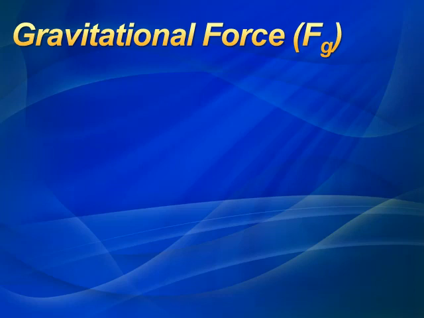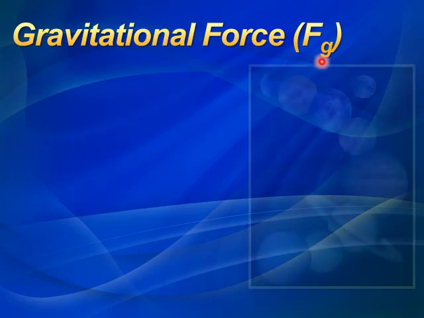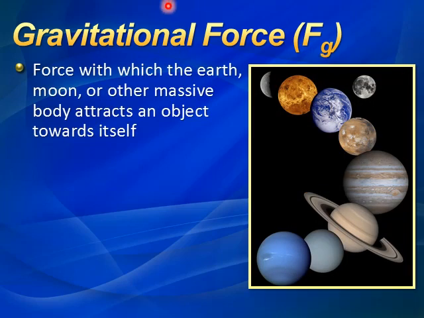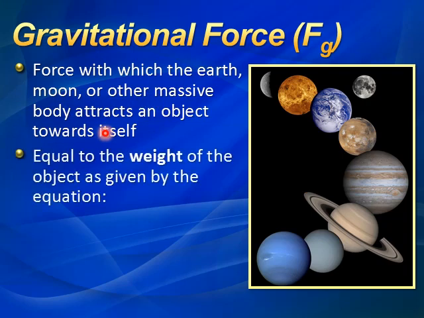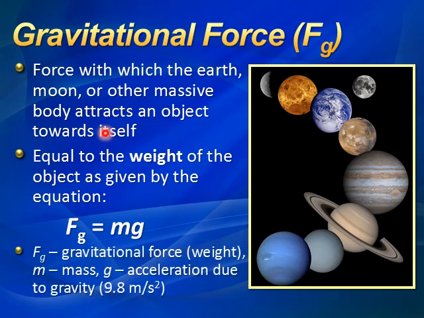Gravitational force. Gravitational force, we usually use the symbol Fg. This is the force with which the Earth, Moon, or other massive body attracts an object towards itself. This is equal to the weight of the object as given by the equation Fg is equal to mg. Fg is your gravitational force, sometimes we also call this the weight.